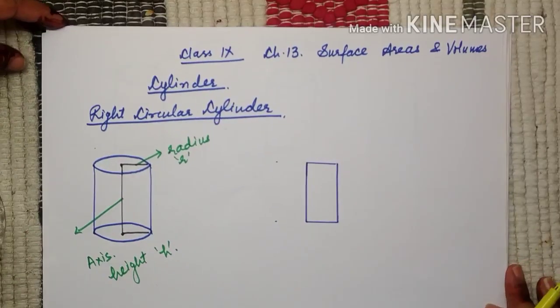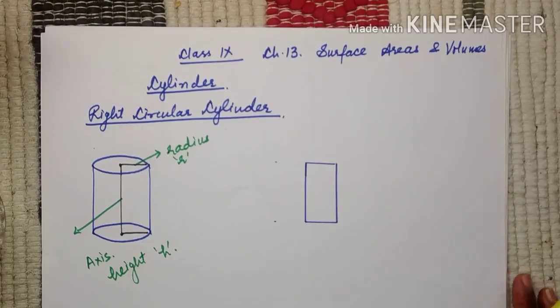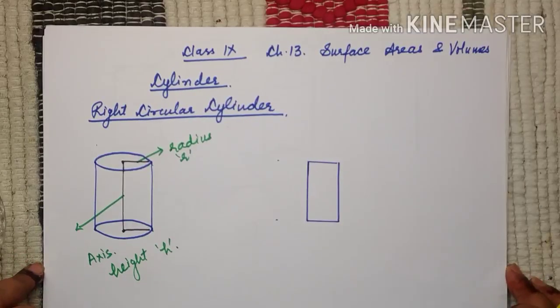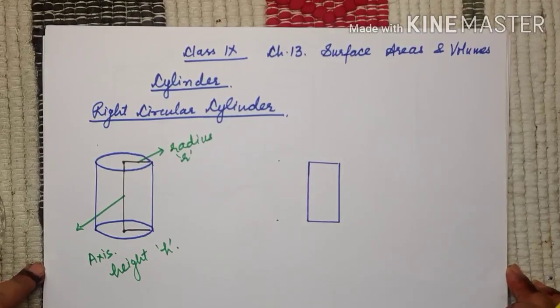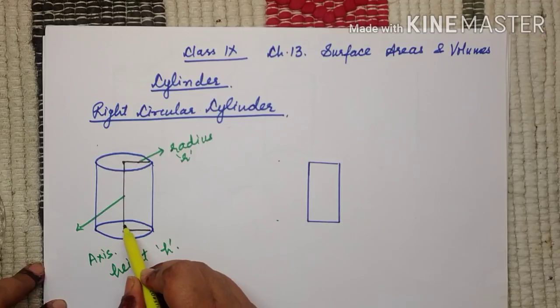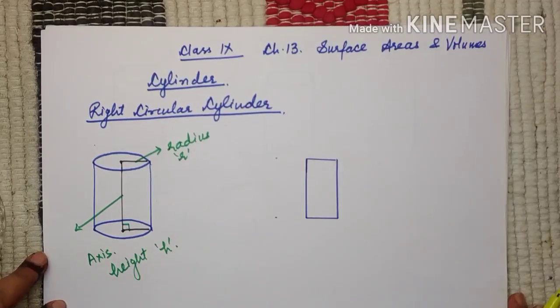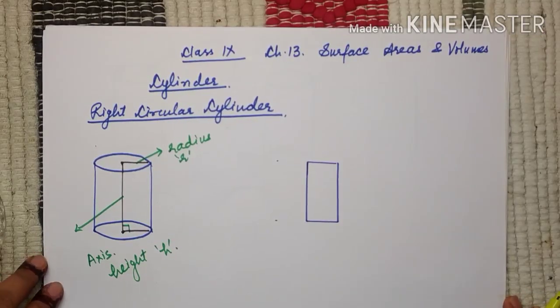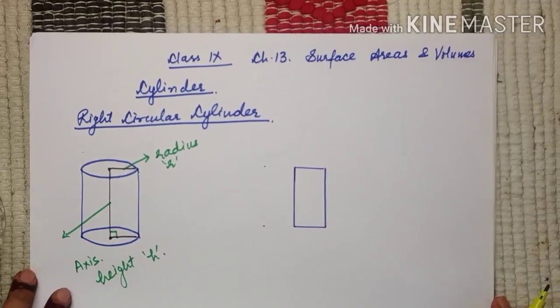Now in your book you will encounter that in place of cylinder, many times it's written right circular cylinder. Now what does it mean to be a right circular cylinder? In a right circular cylinder, the axis, that is height, and radius are perpendicular to each other. You can understand it by this concept.